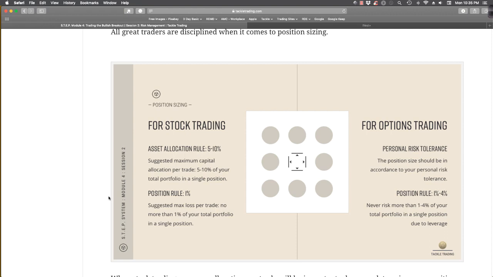So again, position sizing for your own personal pain threshold, as well as your asset allocation rules and your position sizing rules for your account, is going to help keep you disciplined and unemotional. When it comes to trading options, there's a little bit of leverage in there. So again, you should position size according to your personal risk tolerance. Never buy more than 1 to 4% of your account balance in options. And again, typically we want to stick to that same 1 to 2% maximum risk tolerance per trade.